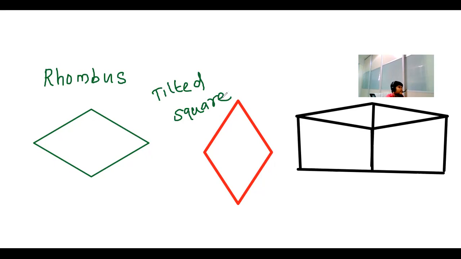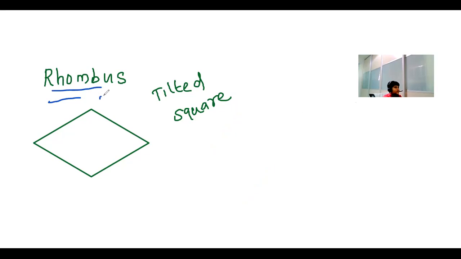Because all 4 sides need to be equal. That is the only thing. The stretched rhombus can also form a cube, by extending it. But here the rhombus is a 2D shape. What you have drawn just now is 3D. Yes, ma'am.